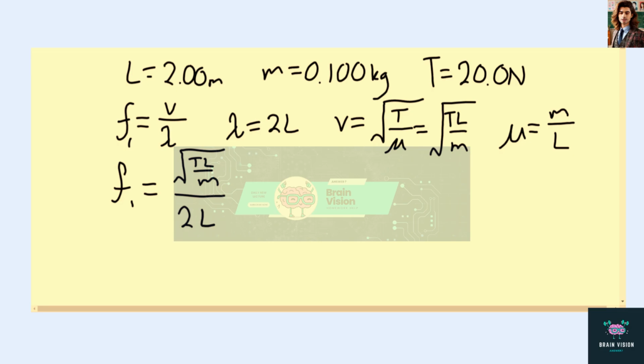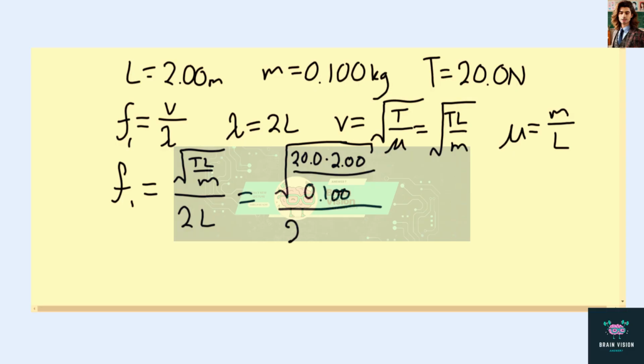Now, if we go ahead and plug in the values, we have the square root of tension, 20.0 newtons, times 2.00 meters, divided by the mass, which is 0.100, and all of that is divided by 2 times 2.00 meters. And if you calculate that out, you should get that the fundamental frequency of this string is 5 hertz.